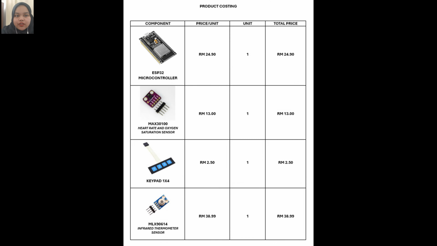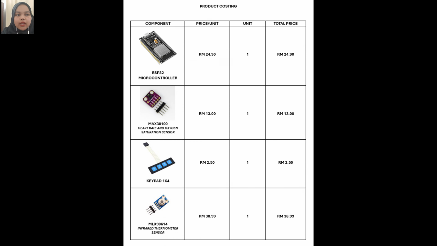Before we even started building the prototype or designing the schematic diagram, we first focused on choosing the right components, both in terms of function and cost. Since this project is based on real-time health monitoring, we chose the ESP32 microcontroller as our main microcontroller because it supports Wi-Fi and Bluetooth, which is perfect for IoT applications.